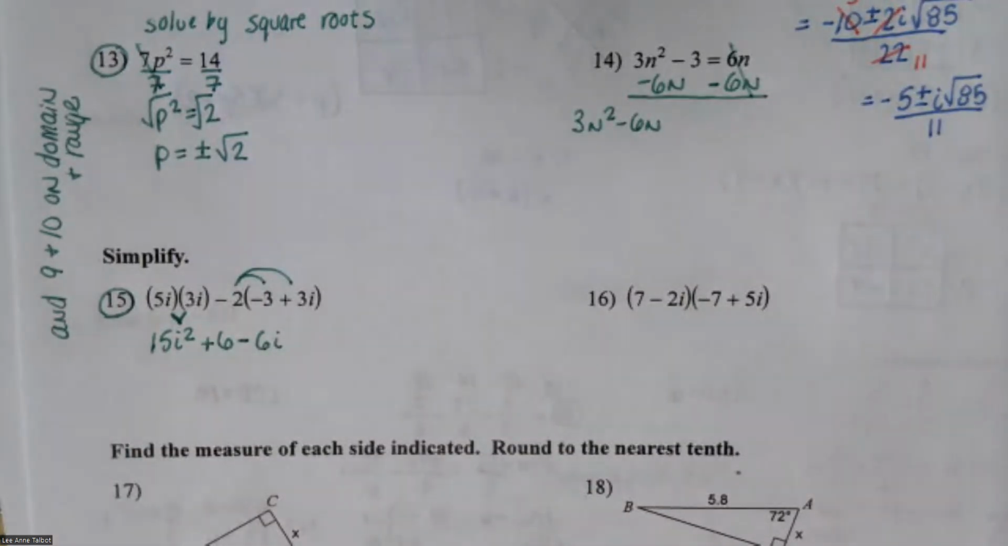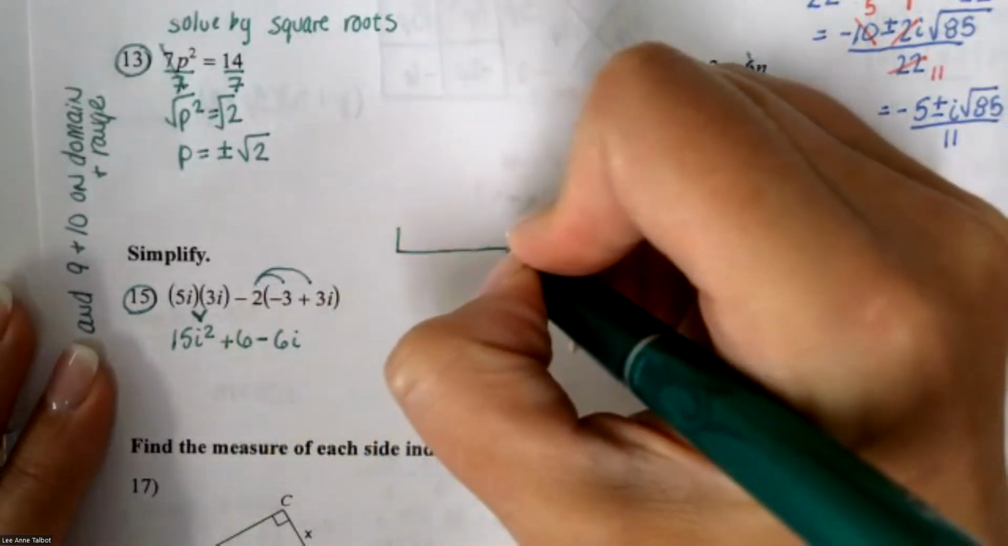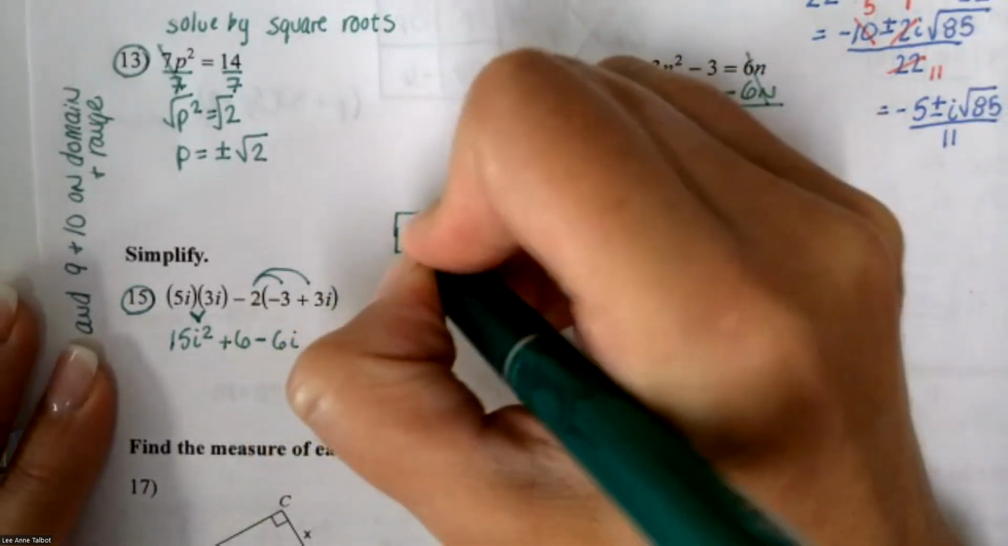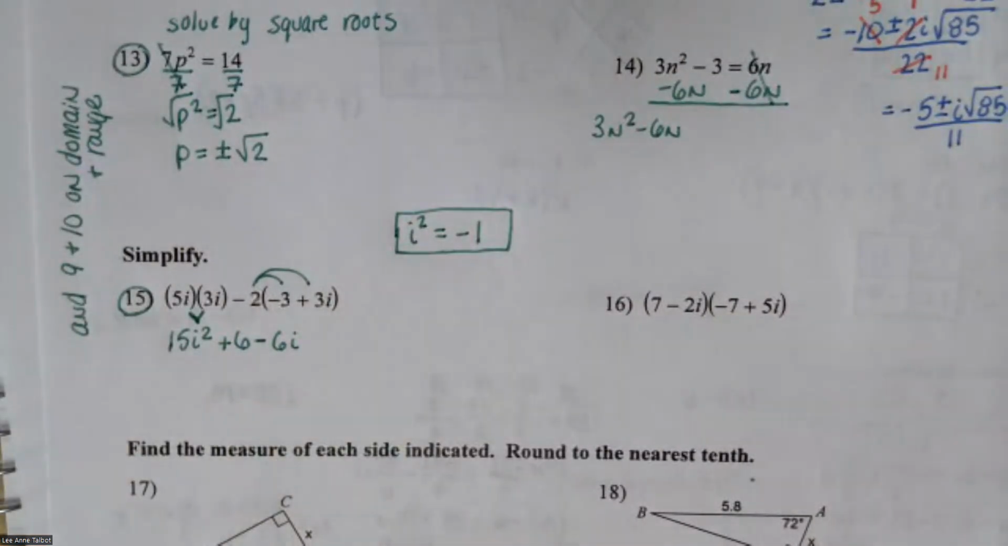Okay. If the letter in this problem was anything other than i, you would be done. If it was an X, you would be done. If it was a smiley face, you would be done. But i is special. And what you need to know is one little fact for these problems. We're going to put it in a box over here. i squared equals negative 1.